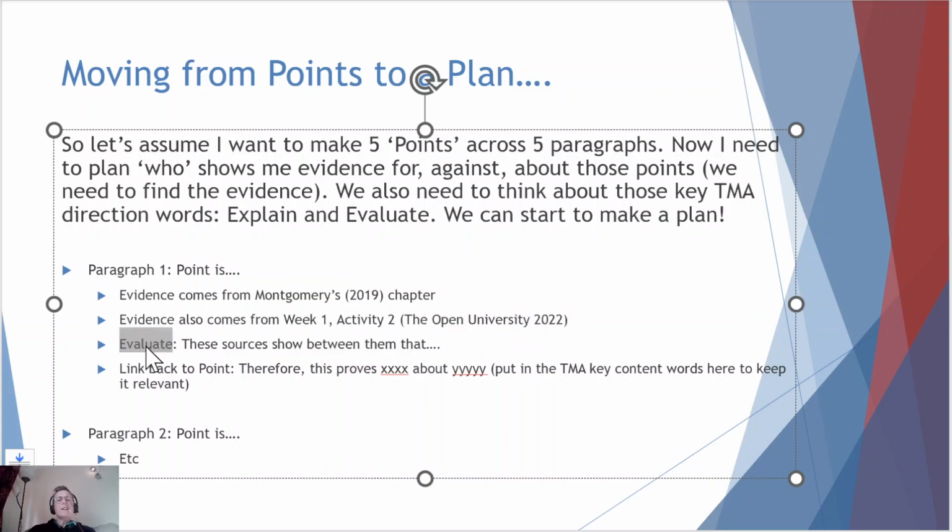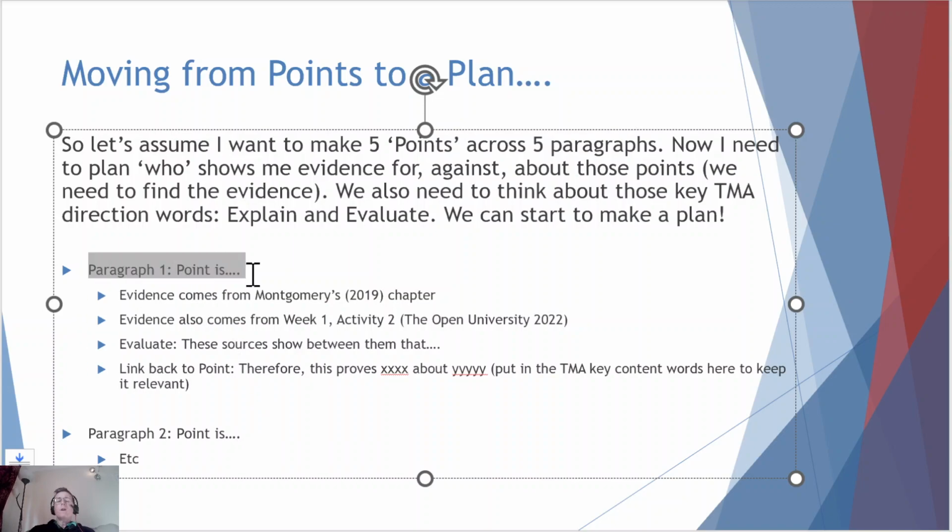And then I've got to, again, keep remembering those direction questions. I haven't got to just describe them. It didn't ask for description in this essay. It asked for evaluation. So I need to evaluate, okay, what happens when I put those sources together? What am I going to be saying about why they're important? Then for the end of that paragraph, I need the link back to the point. I need to put a conclusion. What's this paragraph about X and Y said? How's it helped answer the TMA question itself?